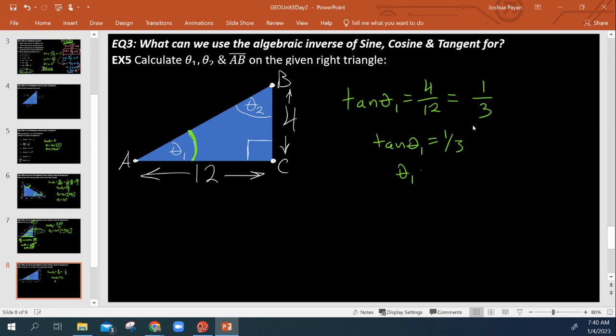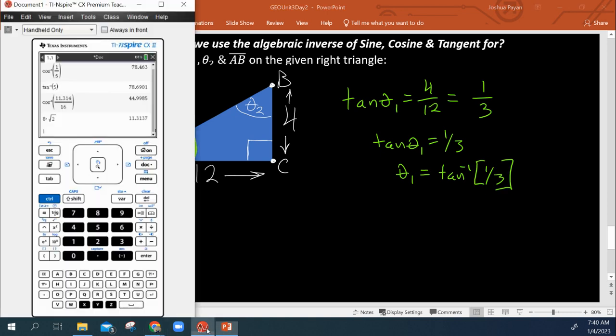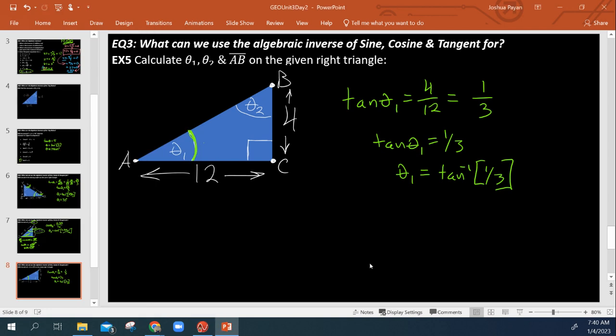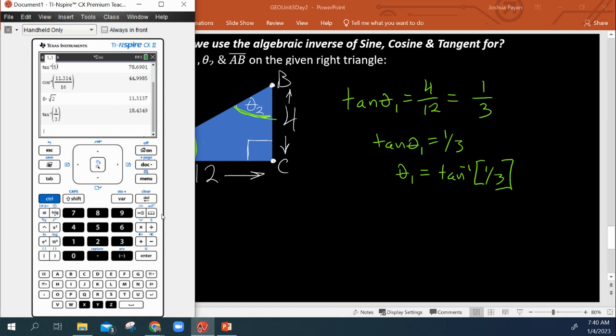Then I can do the arctangent of that. Now, 1/3 is not a special trig ratio. It's not relative to a special angle, so we have to use the calculator again. So arctangent of 1 over 3, that's 18.43 degrees thereabout. So this guy here is about 18.43 degrees.